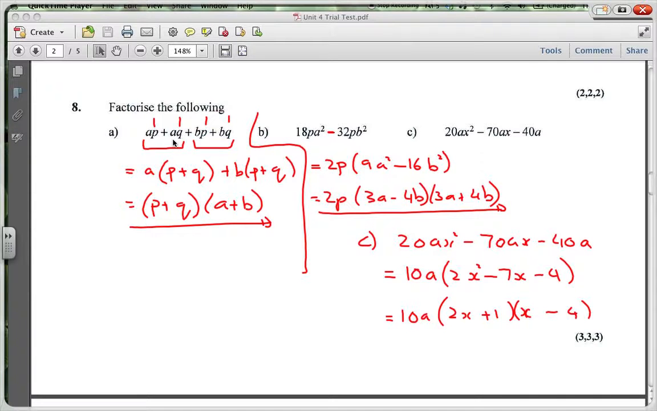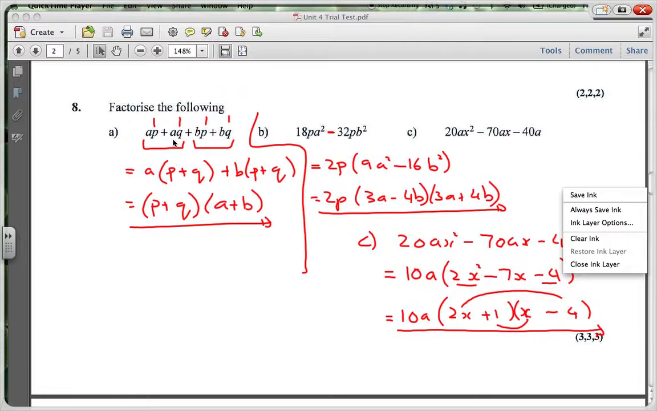You probably would need to use the other method. If you get good, you can just see them, because 2x times x gives me my 2x squared. 1 times negative 4 gives me my negative 4, and then 2x times negative 4 gives me negative 8, plus the x, 1 times x, gives me my negative 7. So there I factorized it.